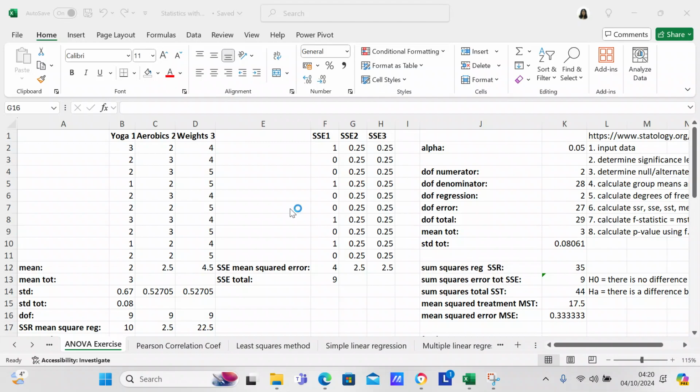So the first thing that you're going to do is input the data, which is what I did. I input the data for the yoga, aerobics, and weights. And the next thing you're going to do is determine your significance level. So we set a significance level of 0.05 in this instance.